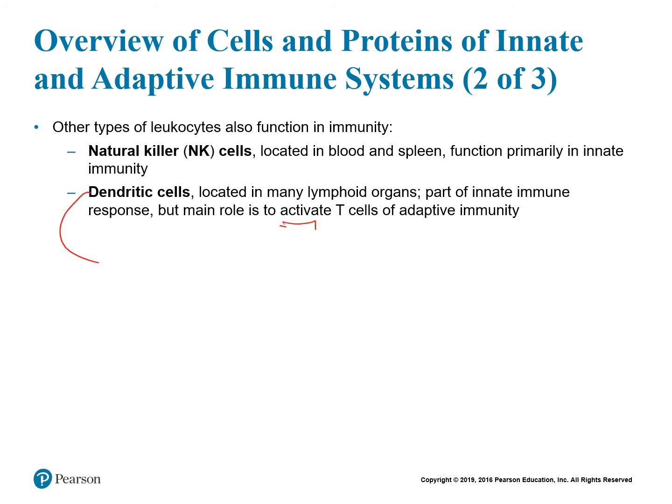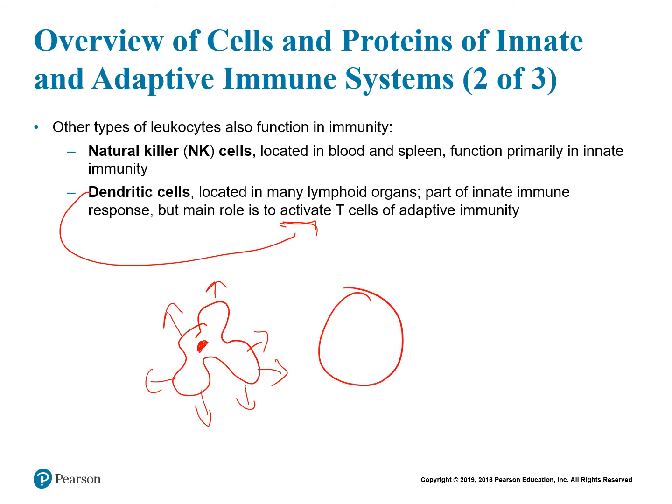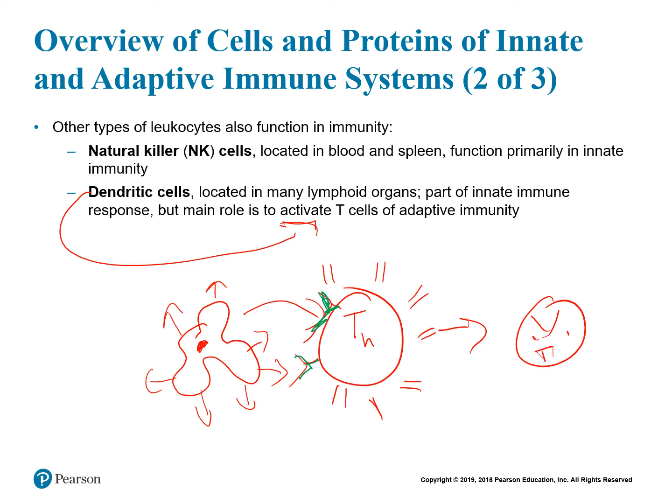Okay, so all they're doing, you have a little cell, right? And it's taken in something, so it becomes an antigen-presenting cell. It makes its way to a T cell, and this T cell recognizes that. Let's make it green. So, boop, it becomes active. Then, once that T helper cell is active, boop, it activates a cytotoxic T cell. Now this cytotoxic T cell is going to go find that antigen and destroy it.